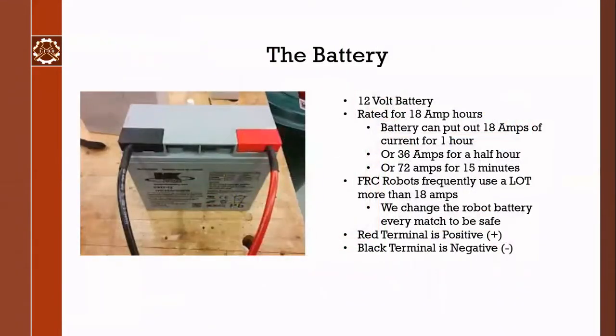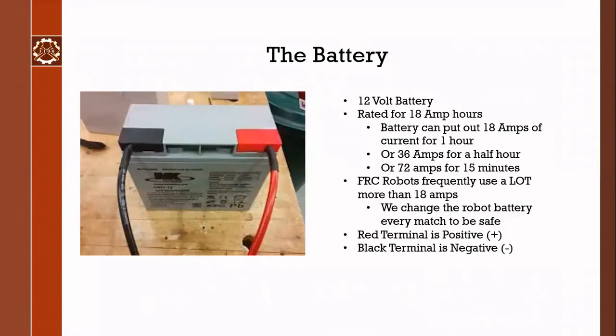So, starting off with the battery, we use a 12-volt battery for our robots, and they're rated for approximately 18 amp hours. They can put out 18 amps of current for 1 hour, hence the term. Or 36 amps for a half hour, or 72 amps for 15 minutes.